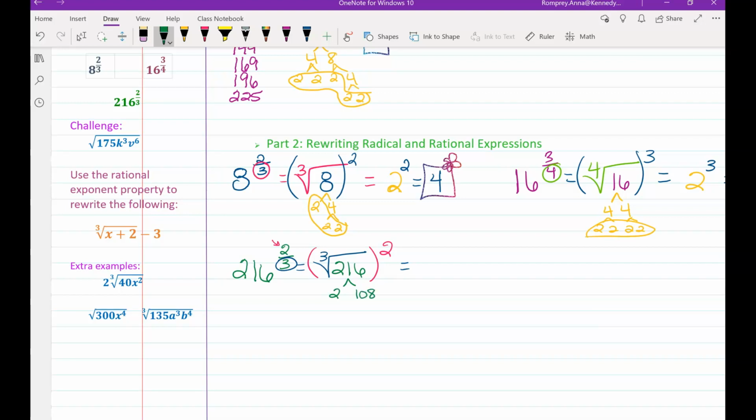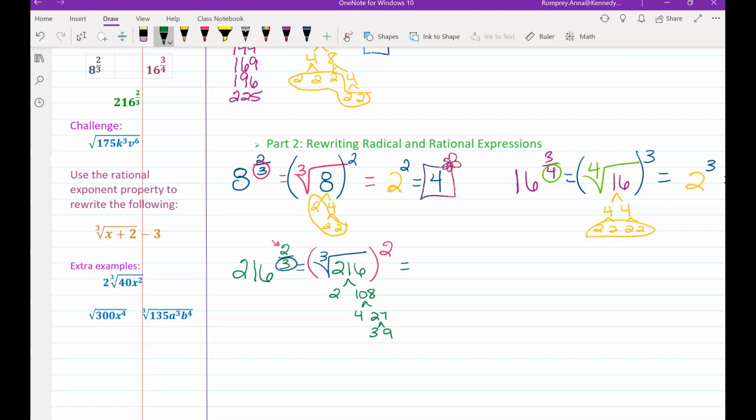All right, now I've got something a little bit smaller to work with. 108. Will 4 go into that? I think a 4 will go into that. 4 goes into 10 twice with 2 left over, so 27. Hope I did that right. And then 27, I've got a 3 and a 9.